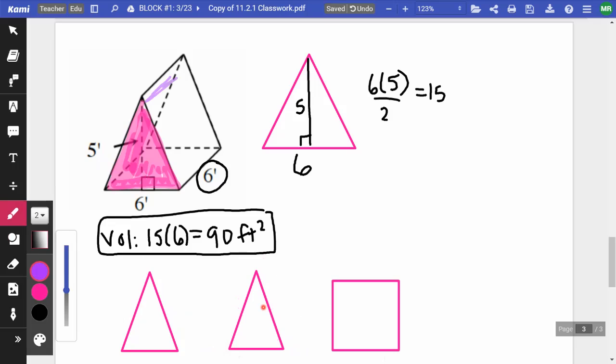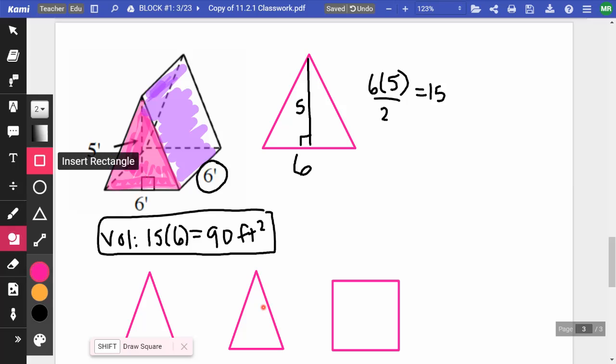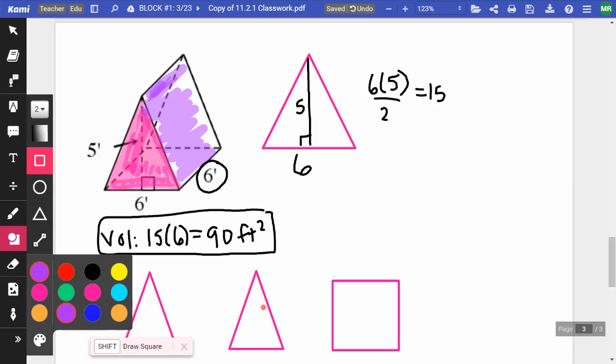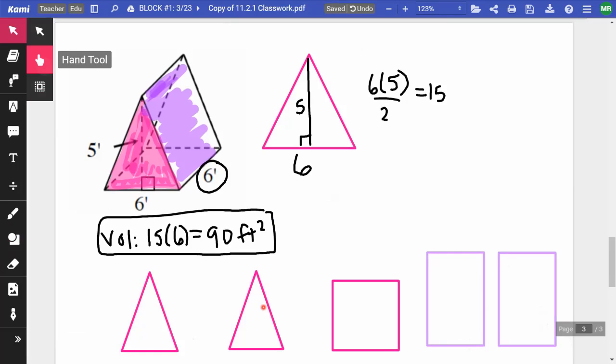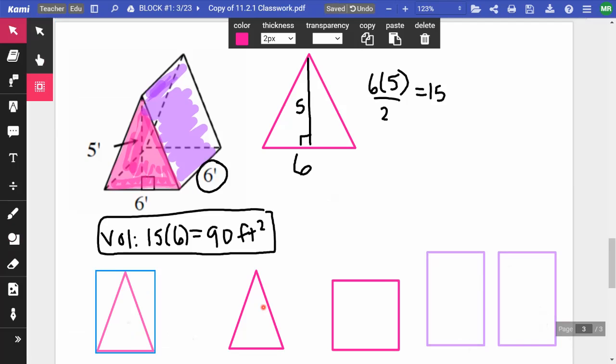Okay, so this right here is a rectangle. That rectangle, here, I'll do it in purple. I have that rectangle, and I actually have 2 of them that are the same. Here, I'm going to copy this so they are exactly the same. Copy, paste. Okay, so I have 2 of them. These right here are going to make up my surface area.